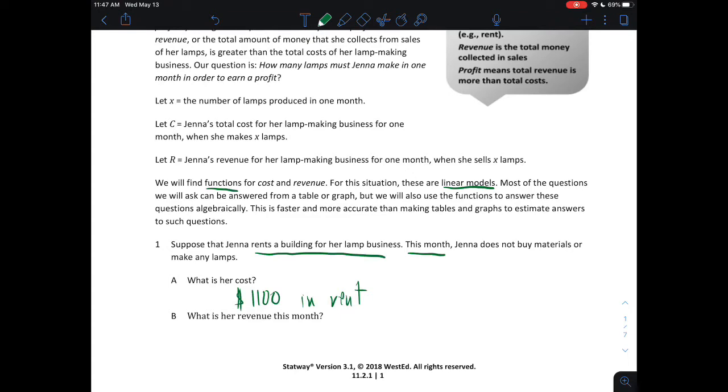Part B, what is her revenue this month? Well, notice she didn't make any lamps. So if she didn't make any lamps, that means she didn't sell any lamps. So how much money did she make in revenue? $0, since she sold no lamps.